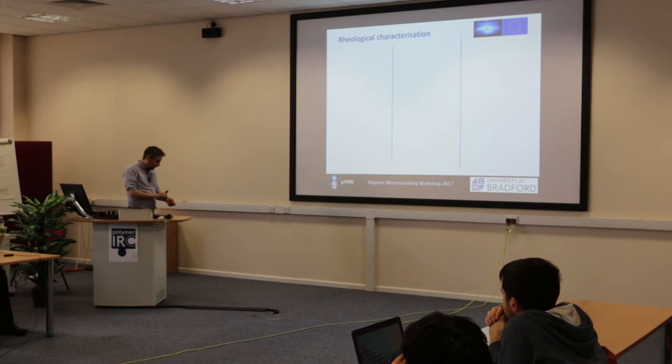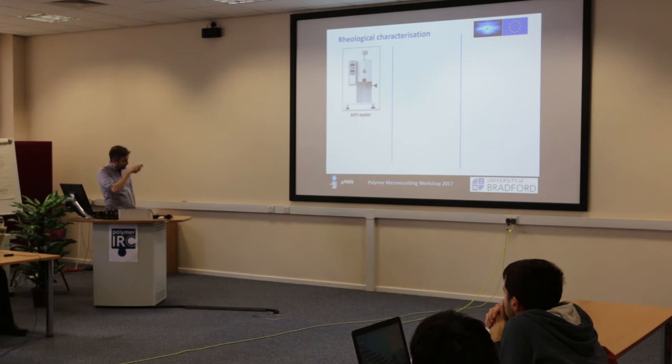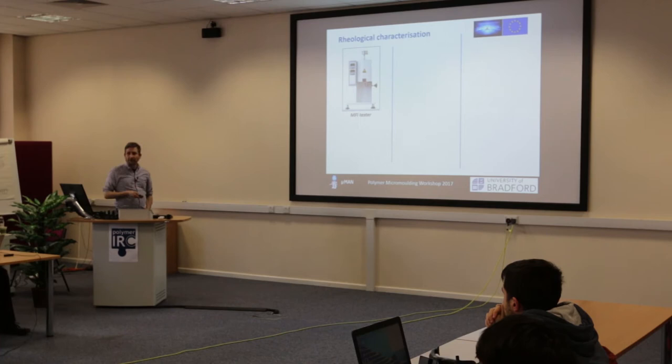So we have to test it in a variety of different ways. Traditionally in polymer industries, this is the beast that gets used, this MFI tester, a melt flow indexer, or melt flow rate device, okay? It's pretty complicated.